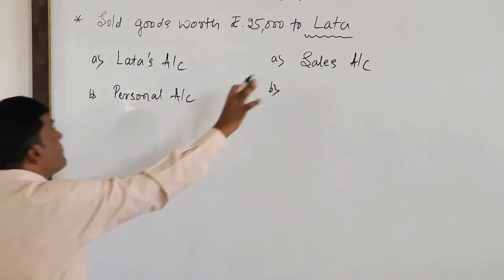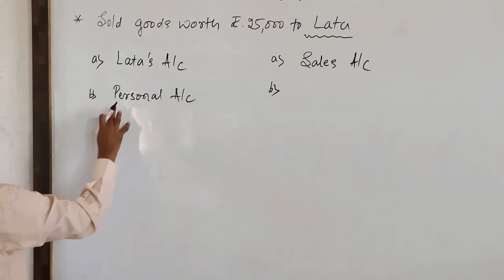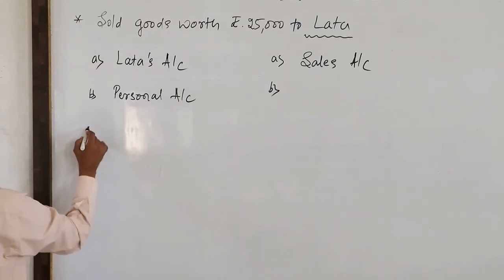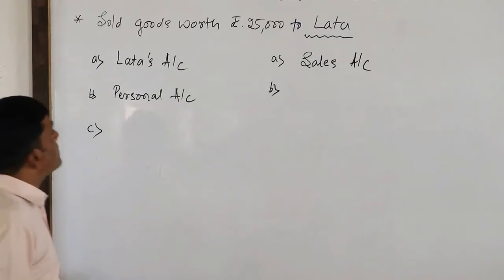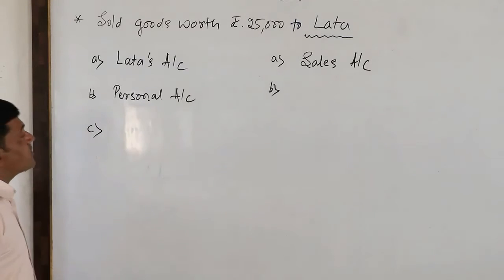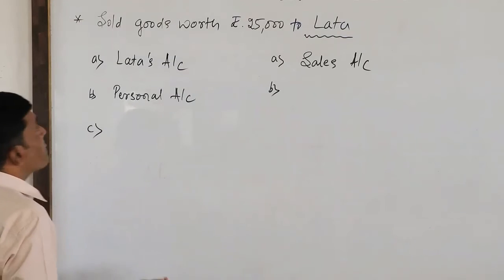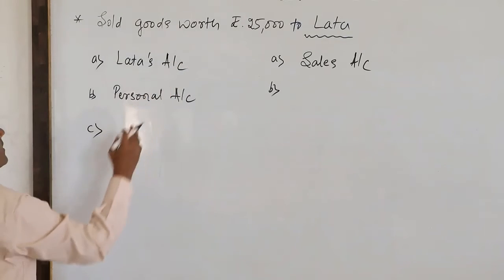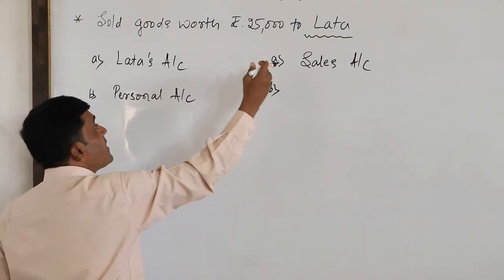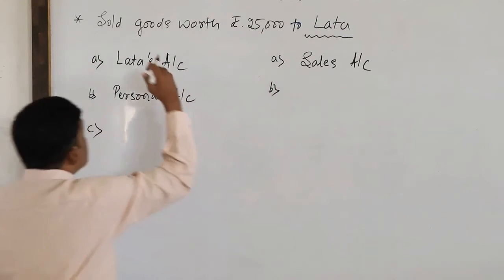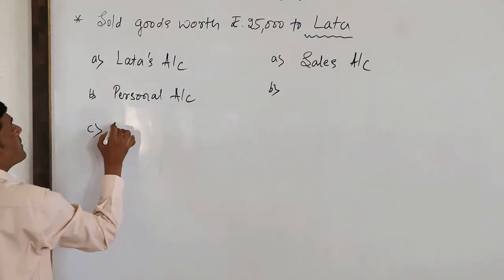So leave it. We will discuss later on. First we have to complete this. So Lata, she comes under personal account. As per the personal account rule, one is the receiver, another one is the giver. So here Lata is the receiver. Here we have sold the goods to Lata, means Lata has received our goods. So she is the receiver.